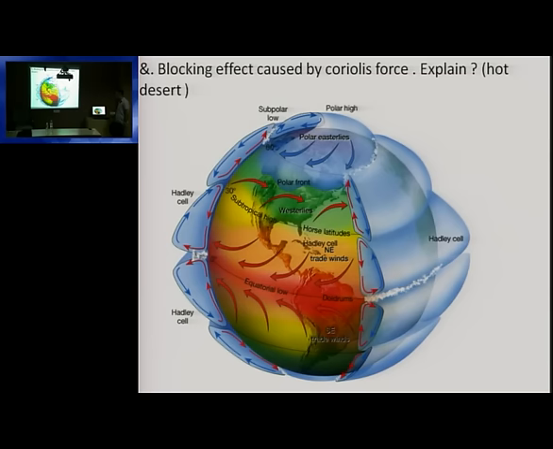Now this wind will block the other winds that are coming in this inclined direction, and it won't allow any of this wind to transfer into this location. Not on the surface, we are talking about the upper atmosphere. So that kind of blocking due to Coriolis force is known as the blocking effect in the upper atmosphere on the northern side of the Hadley cell.